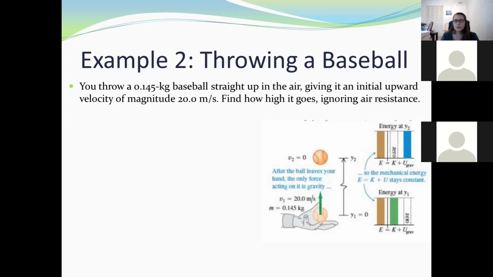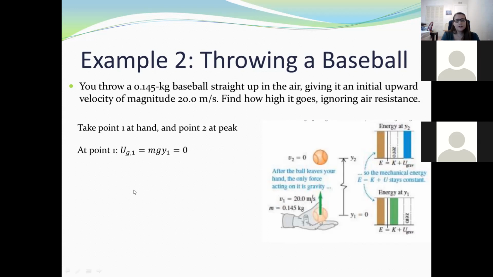Okay, so here's the picture supplied by the textbook. It's in our hand, we're throwing it up, and at some point, the velocity will be 0 right before it comes back down. We talked about that in projectile motion, chapter 3. So I'm going to take point 1 to be the level of your hand and point 2 to be at the peak. You could also call them initial and final. So the initial point is at your hand and the final point is at the peak. Whatever you want to call them is fine.